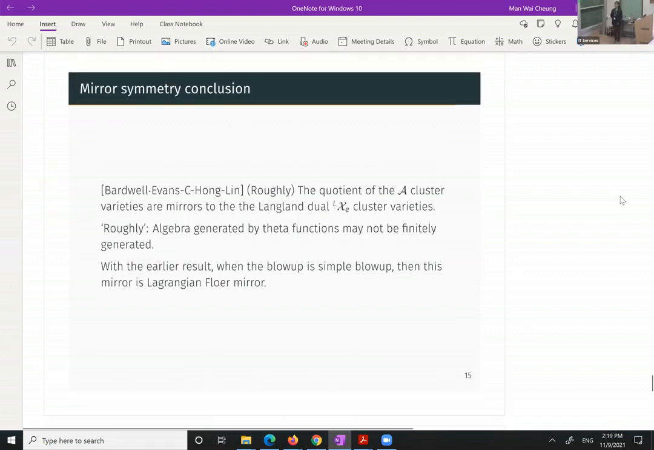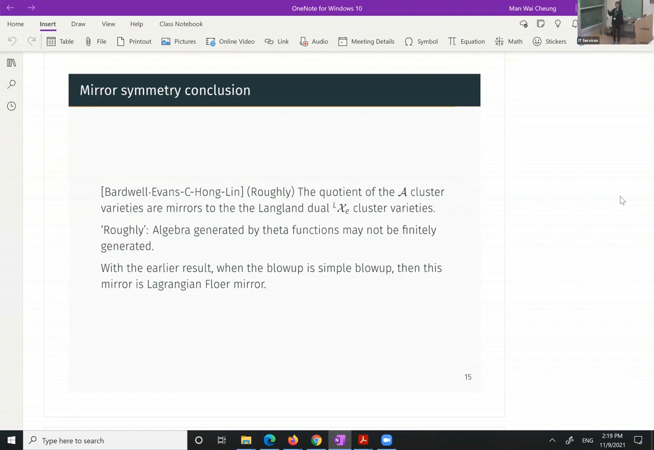Before that was all just algebraic geometry setup. But what we have with Sam Bardwell-Evans, Hansol Hong, and Yu-Shen Lin, as I said, we show the equivalence between the Lagrangian Floer mirror and the Gross-Pandharipande-Siebert scattering diagram, in the case of simple blowups of toric varieties. So in the case when the blowup is simple, then this is a Lagrangian Floer mirror. This is how we can turn everything from the algebraic geometry sense into the family Floer mirror sense, and how we can see it in the cluster picture.